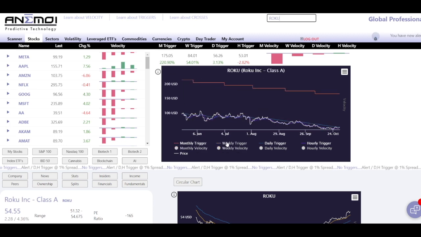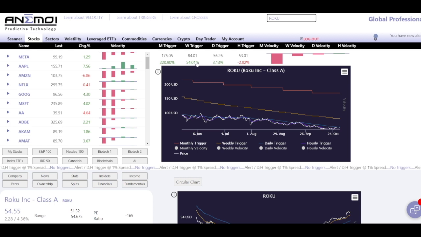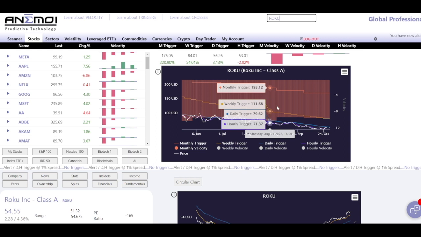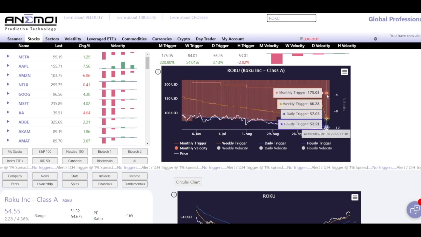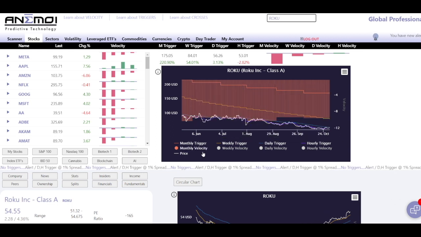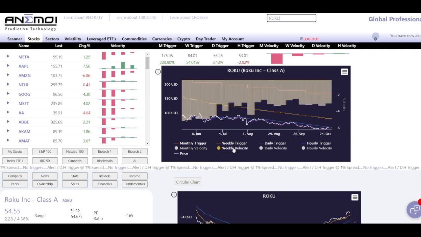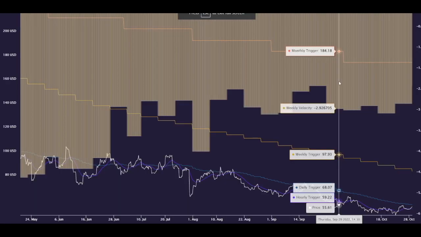Okay, again, we start off looking at the air pockets to see if there's good potential. So 54% up to the weekly trigger, 220% up to the monthly trigger. Let's look at the monthly velocity. So the monthly velocity, nothing telling me that price wants to go to the monthly trigger at 175. So although that would be really nice, it's not screaming that yet. Weekly velocity, okay, yeah. So price does want to go to the weekly trigger here.